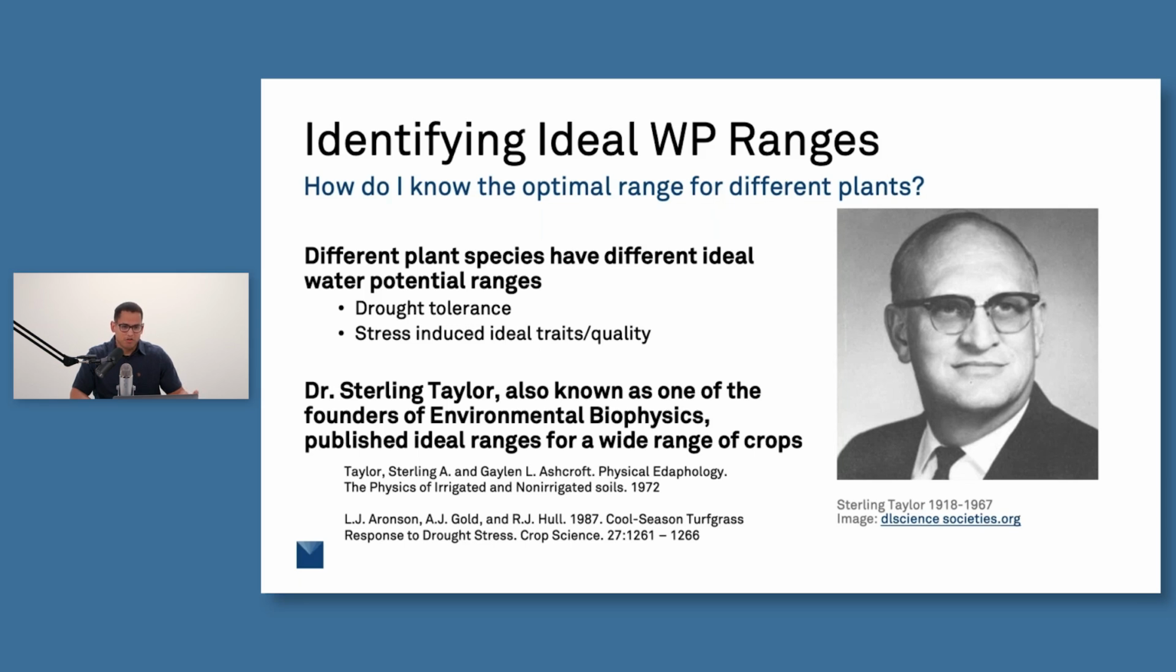And if you go back and look at the literature, Dr. Sterling Taylor, also known as one of the founders of environmental biophysics, actually published ideal ranges for a wide range of crops in the Physics of Irrigated and Non-Irrigated Soils journal, and I think it's called Physical Edaphology, in 1972. So this has been in the literature for a long time, and there's more as you go deeper into the literature. There's another good publication on cool season turf grasses response to drought, from Aronson, Gold, and Hull. And so there's tools out there, and you just have to dive into the literature to see what you can find.